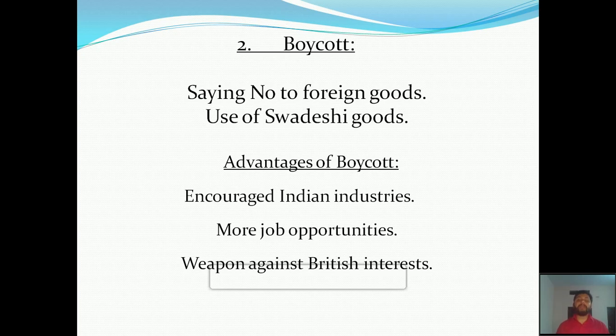Then how can British people take our money to their country, or our wealth and our resources to their country? So it was a big check against the interest of the British. So it was the third advantage of the boycott movement. Now let's move to the third method introduced by assertive nationalists.